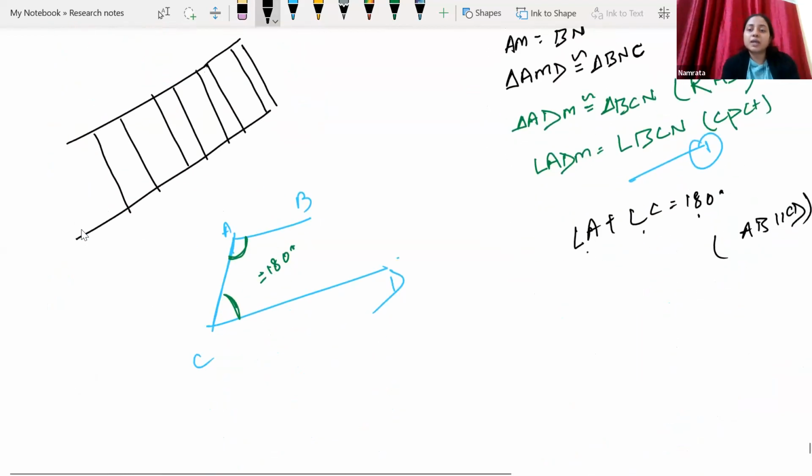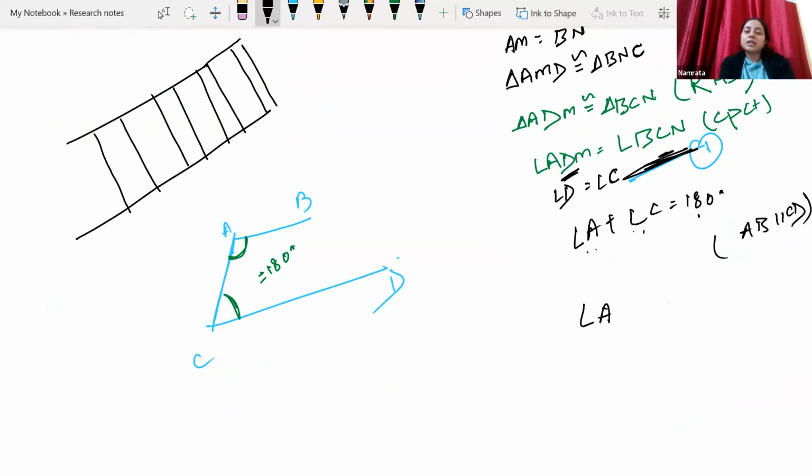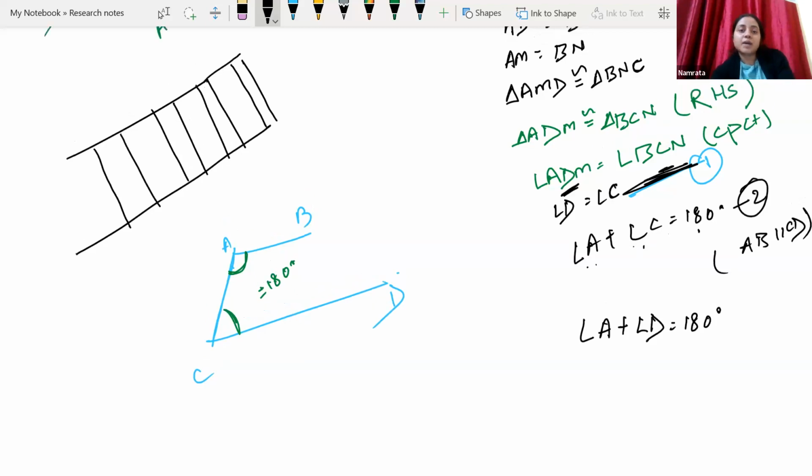By CPCT we have written that angle D is equal to angle C, in equation number 1. And now we are saying A plus C is 180. So we can also say that A plus angle D is 180, right? Yes or no? From equation 1 and 2, can I write angle A plus angle D is equal to 180? Yes, ma'am. Let's get back to the figure.